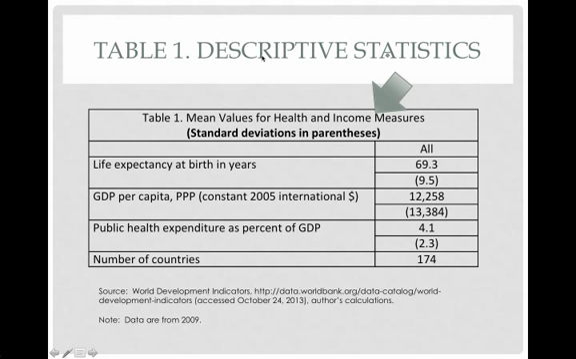Okay, so notice that I have a title that doesn't say descriptive statistics. Your title could be descriptive statistics. These are descriptive statistics, but it conveys more information if you tell your reader what you're actually showing them. So I'm showing mean values for health and income measures and the standard deviations in parentheses. So this part is standard, that you would put the standard deviations in parentheses like that. Life expectancy at birth in years. I think I cleaned up the language a little bit from the way that the World Development Indicators report it so that it's really clear.